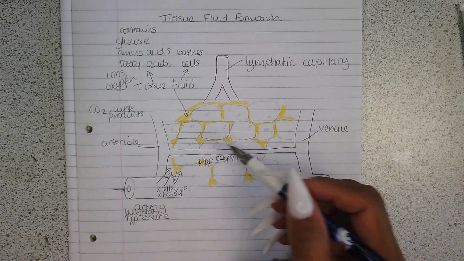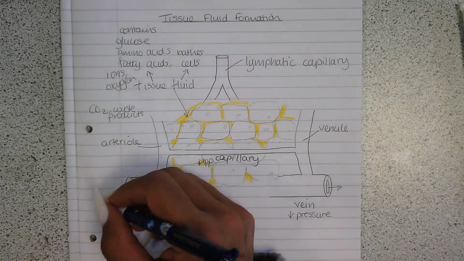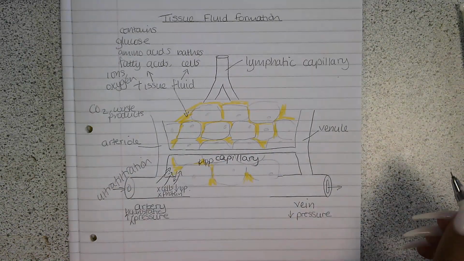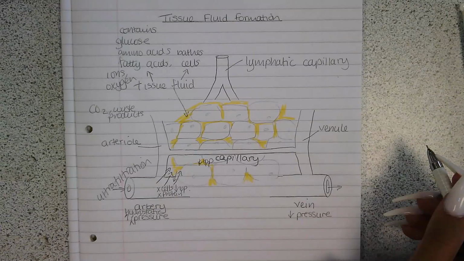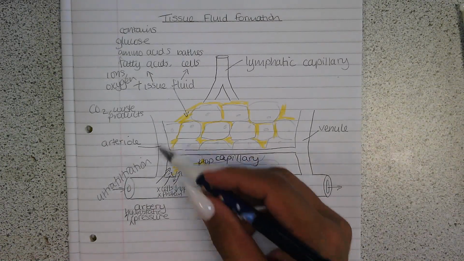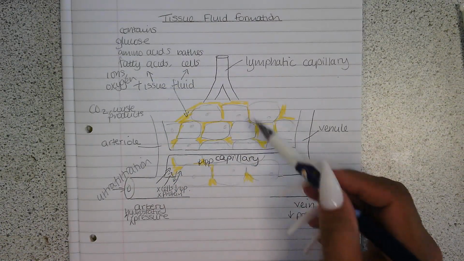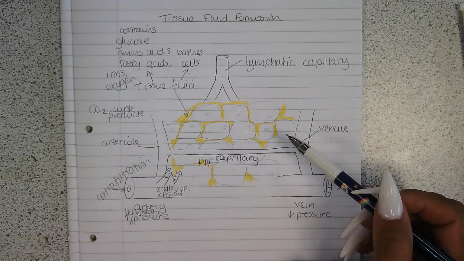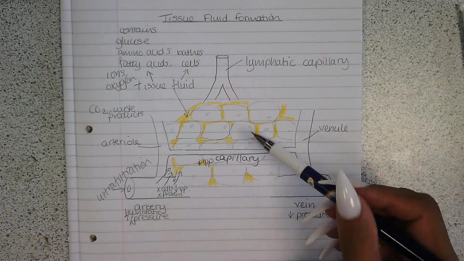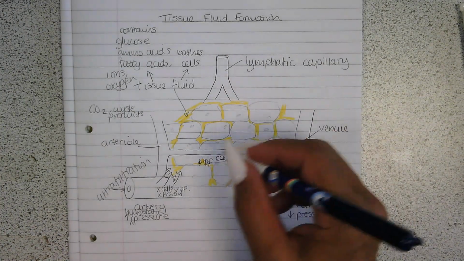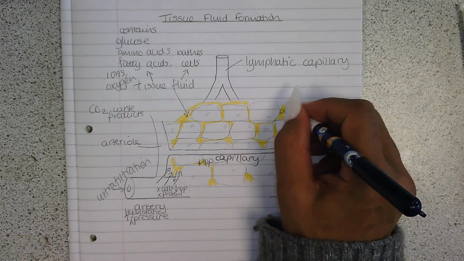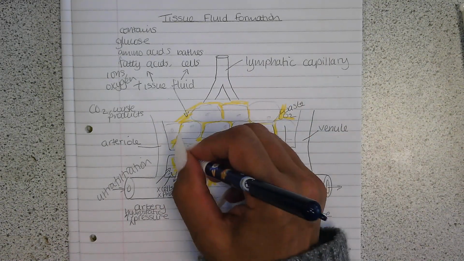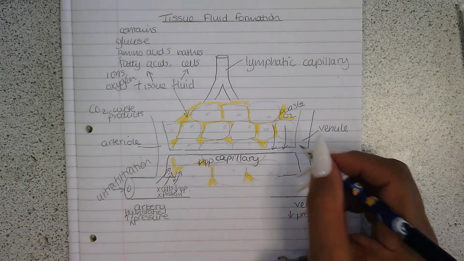This type of movement of substances due to hydrostatic pressure is called ultrafiltration. The substances go to the respiring cells, respiration takes place, other chemical reactions take place. Waste products and carbon dioxide, as a result of all the metabolic reactions that are taking place, will then return back into the capillary.